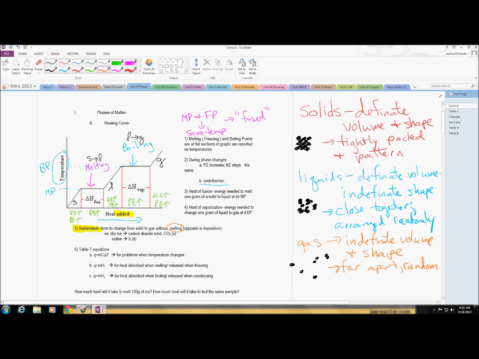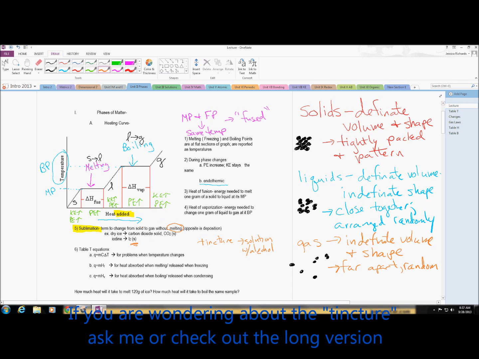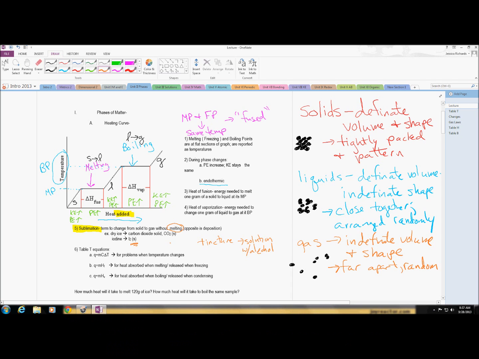Carbon dioxide solid, also called dry ice, also written as CO2 solid, will change directly into a gas at room temperature. And iodine solid will also turn into a gas at room temperature. The opposite phase change for sublimation is called deposition. So if you have a gas turning into a solid, they call it deposition.